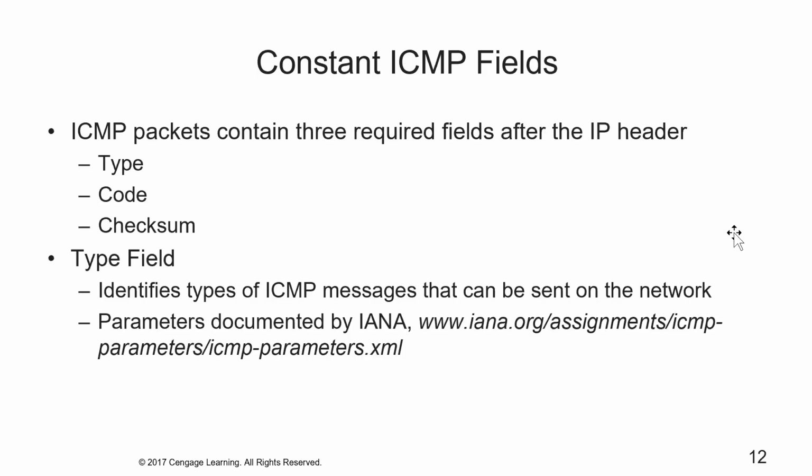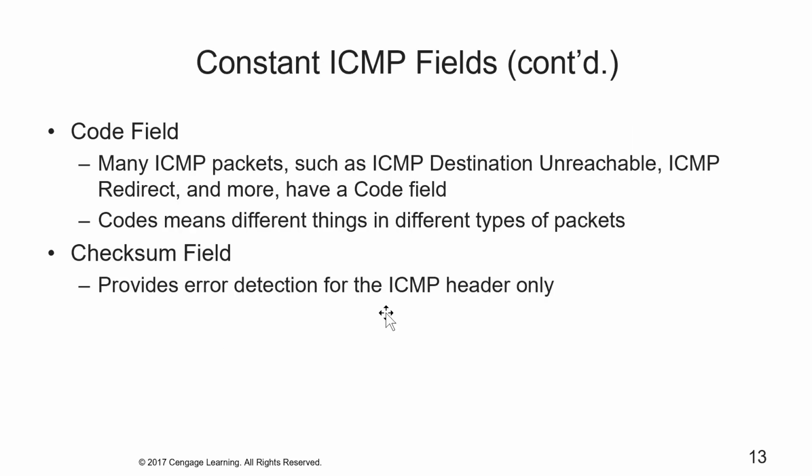So, the constant ICMP fields. ICMP packets contain 3 required fields after the IP header: the type, the code, and the checksum. The type field identifies the types of ICMP messages that can be sent on a network. IANA documents the various parameters, and you can check out this link. The code field: many ICMP packets, such as ICMP Destination Unreachable, ICMP Redirect, and more, have a code field. Codes mean different things in different types of packets. And the checksum field provides error detection for the ICMP header.